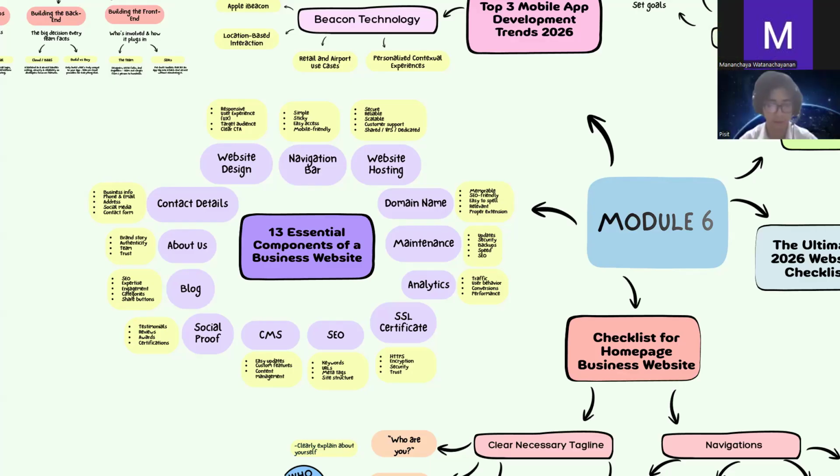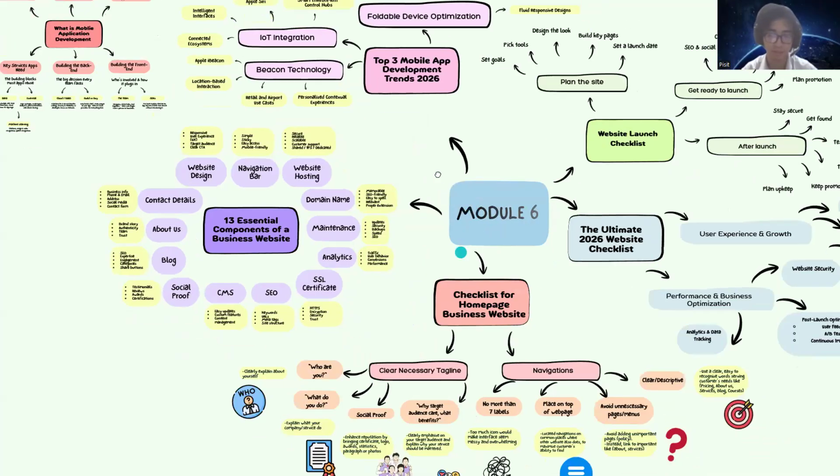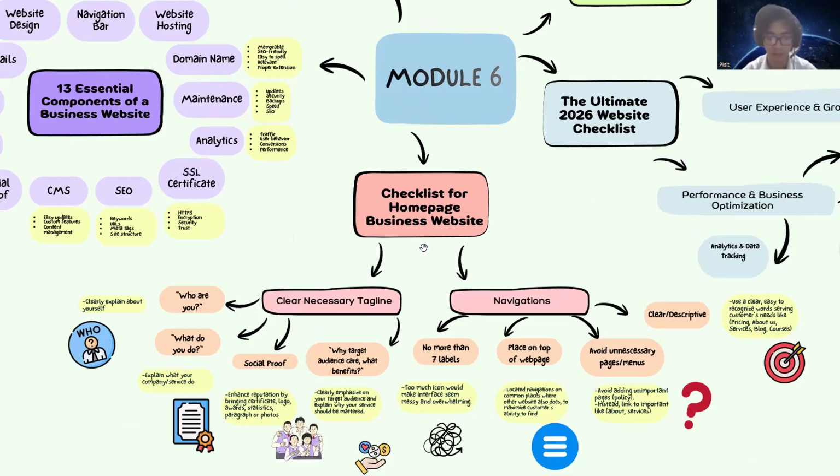Okay, so now we're going to move on to the checklist for homepage business websites. There are two things you should keep in mind when creating your own homepage business website. I'm going to start off with a clear, necessary tagline, and some features or keywords you should keep to yourself. Let's see what those features are.